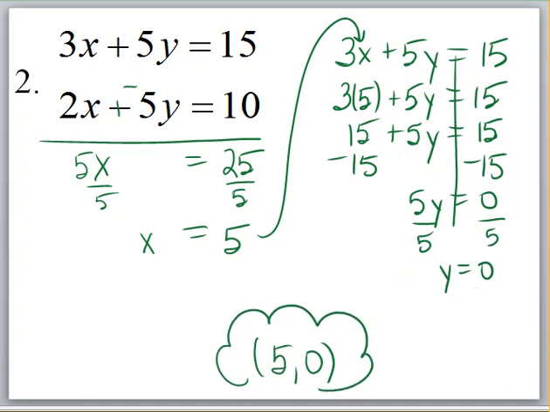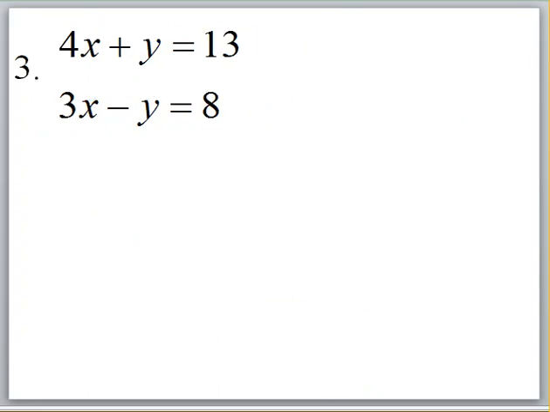What I'm going to do now is just check my answer. Put in 5 here, put in 0 here, and you get 15, because 3 times 5 is 15, and 5 times 0 is 0, so 15 plus 0 is 15. And then here when you check, you've got 2 times 5, which is 10, and then negative 5 times 0 is 0, so 10 plus 0 is 10. We can fit one more in.